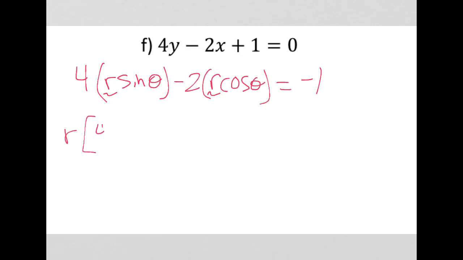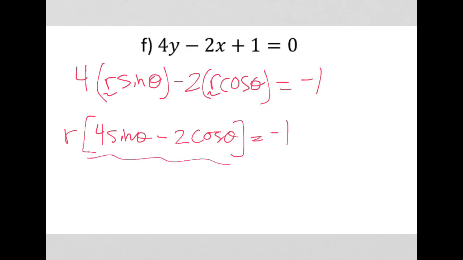And what are we left with? We're left with 4 times the sine of theta minus 2 times the cosine of theta. And that's still equal to negative 1. Our goal is to get r by itself, so divide by that entire ugly mess there.